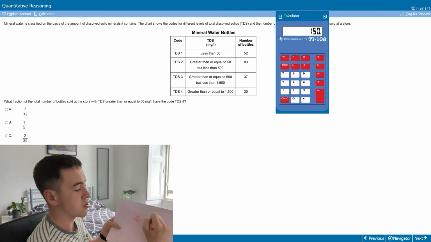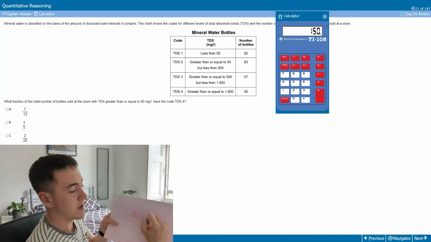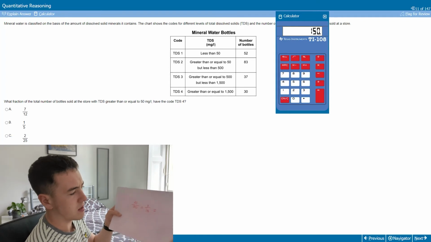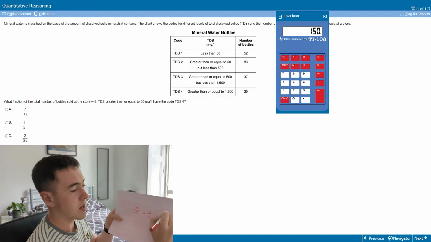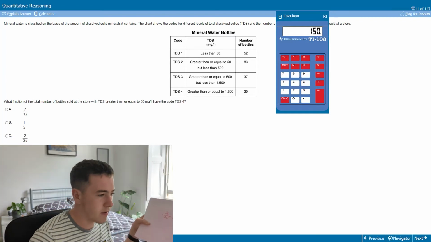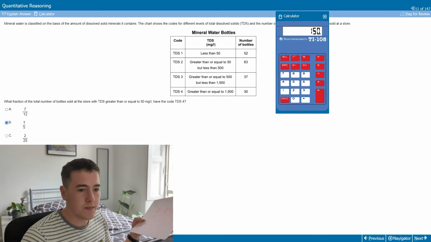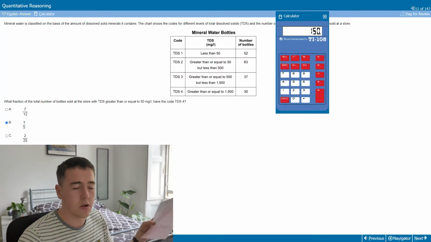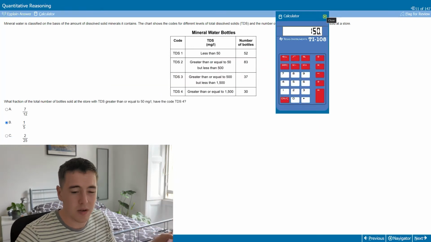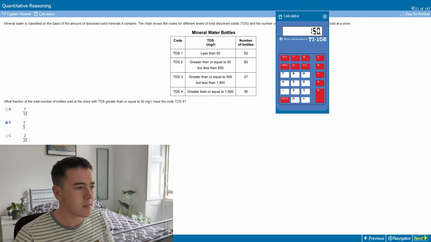So then we've got basically the easy sum of how to simplify this fraction. 30 over 150, straight away we can divide by 10 to 3 over 15, and then we can divide by 3, and we can get 1 over 5. Yeah, 1 over 5, B. So it's just like that. The easier questions like this you should be able to answer relatively easy.